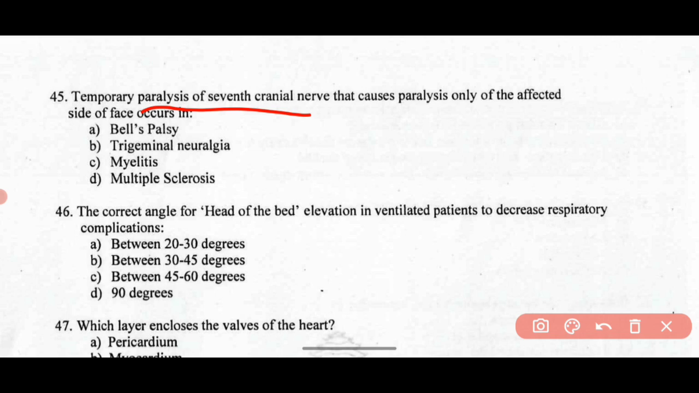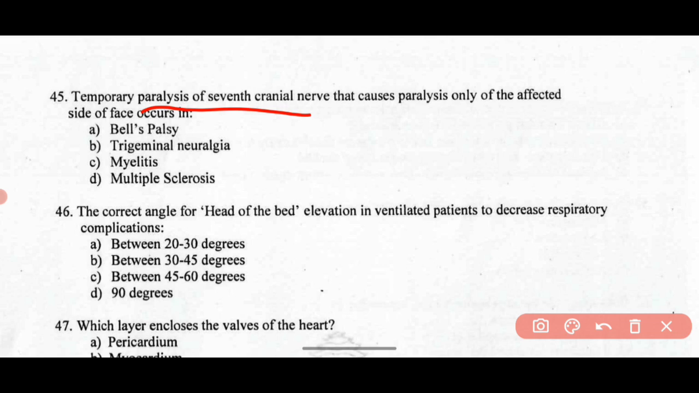What are they? Olfactory, optic, oculomotor, trochlear, trigeminal, abducens, facial, vestibulocochlear, glossopharyngeal, vagus, accessory nerve, and hypoglossal nerve. So these are all the 12 pairs of cranial nerves. This is the exact sequence. In this, the 7th one is the facial nerve.